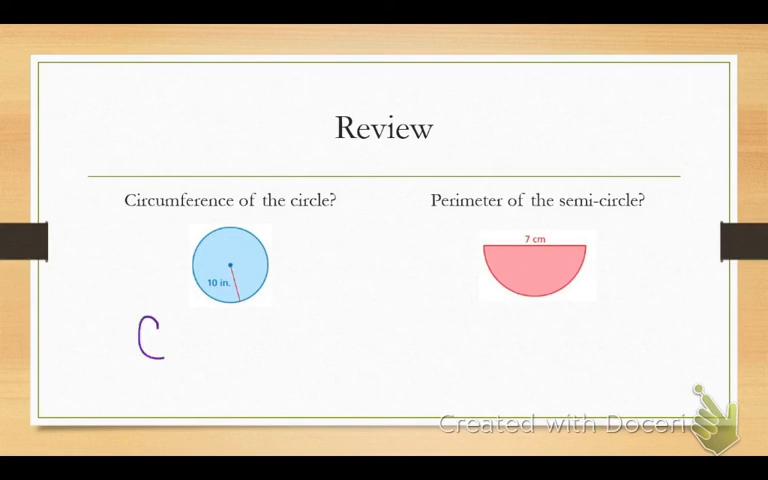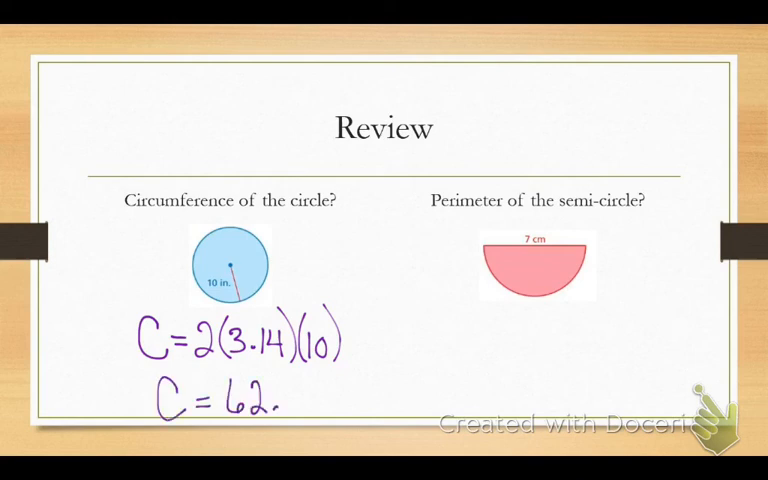First one, 62.8 inches. Okay, so 2 pi r, so 2 times 3.14 times my radius, which is 10. So when I multiply 20 times 3.14, I get 62.8 inches.